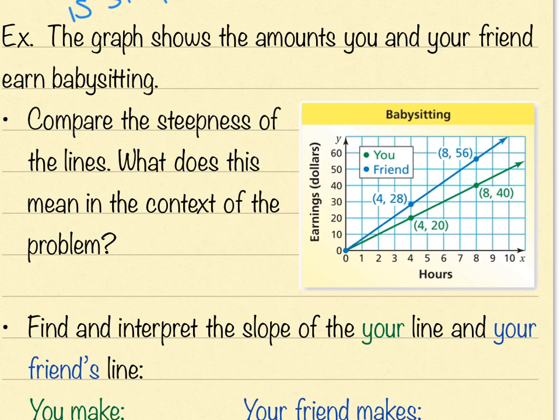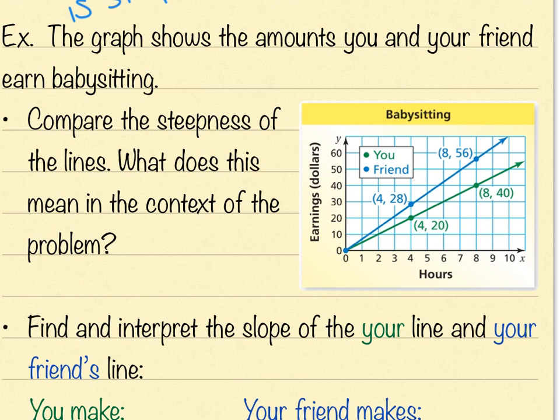All right, and then our last example says the graph shows the amounts you and your friend earn babysitting. Compare the steepness of the lines. What does it mean in the context of this problem? Well, it's obvious that the blue line is steeper than the green line, but the blue line represents my friend, and the green line represents us. So what do you think that means?